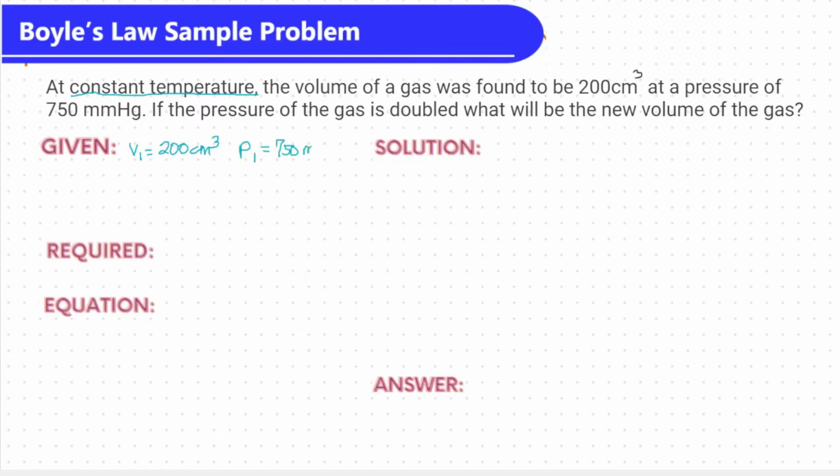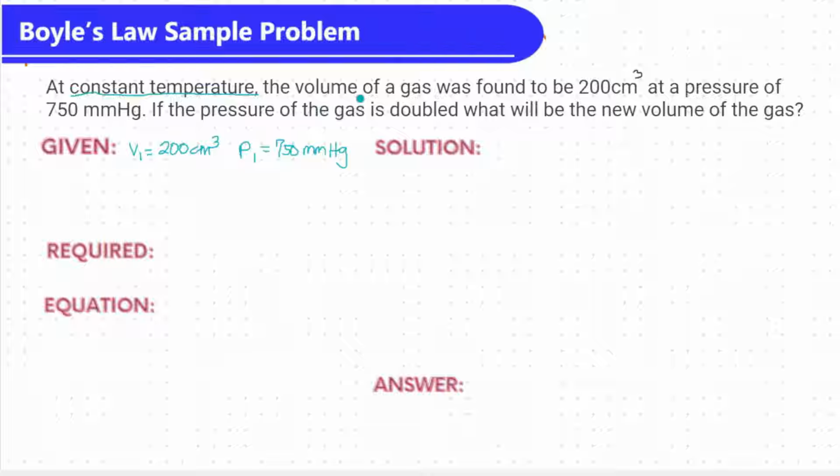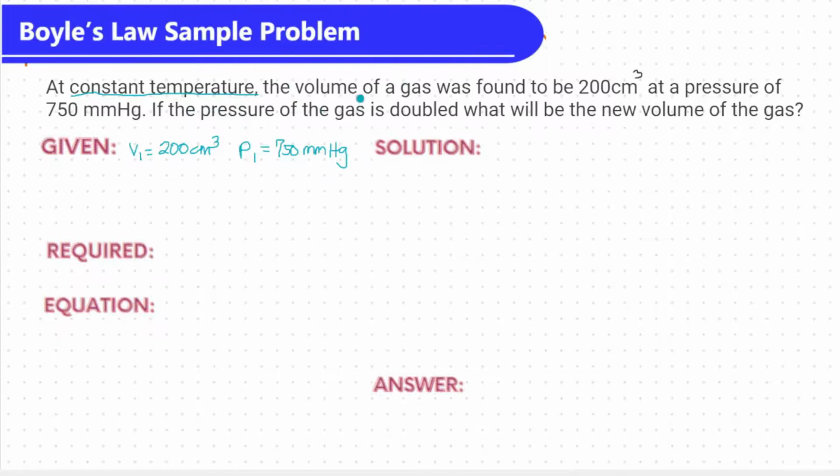Okay? In our previous discussion, we have identified millimeter mercury as one of the units for pressure. Okay? So, bakit siya naging P1? Kasi, nakalagay naman dyan, aside from millimeter mercury being a unit of pressure, nakalagay naman dyan, at a pressure of 750 millimeter mercury. Now, let's identify the final state of the gas. Sabi dyan, if the pressure of the gas is doubled, when we say doubled, it means that we multiply our pressure by 2.